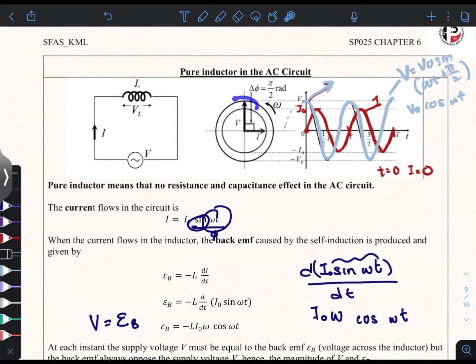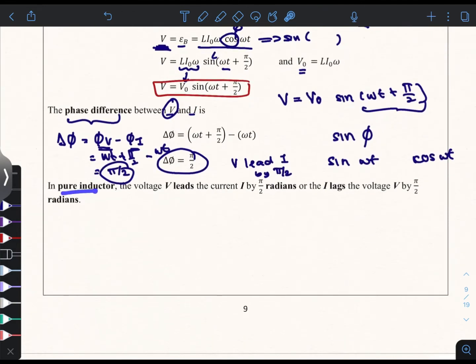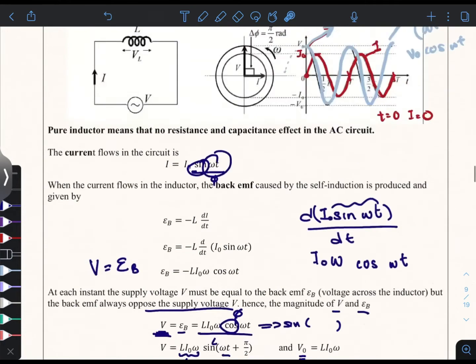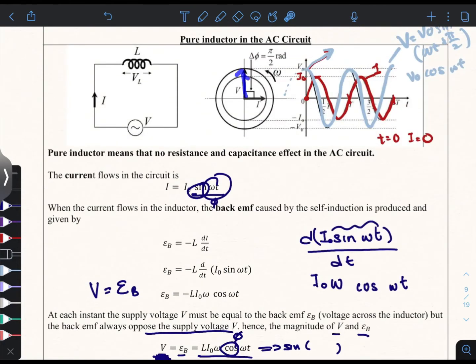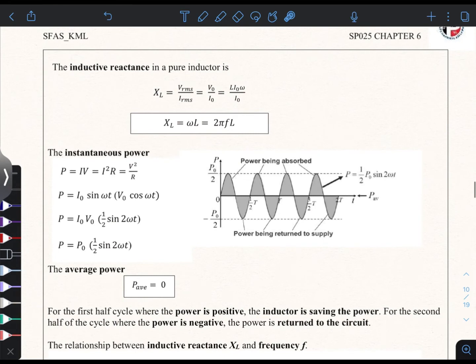So this phasor diagram shows you that V is leading I by pi over 2. So graph V mendahului I. Okay, so in pure inductor, V leads I by pi over 2. Ataupun boleh juga cakap I yang lambat by pi over 2. Sebab V dah dekat sini, I masih dekat sini. So kita boleh cakap I lambat. Tapi stick to one sahajalah, so that you do not get confused.